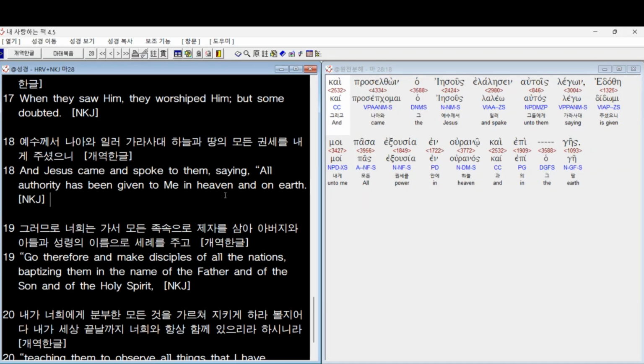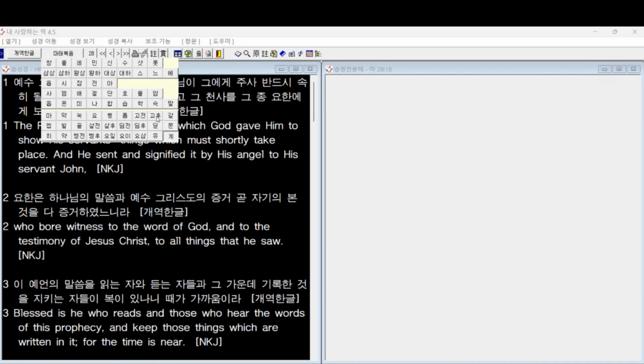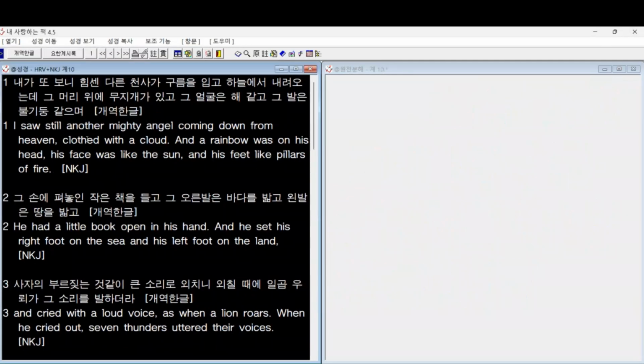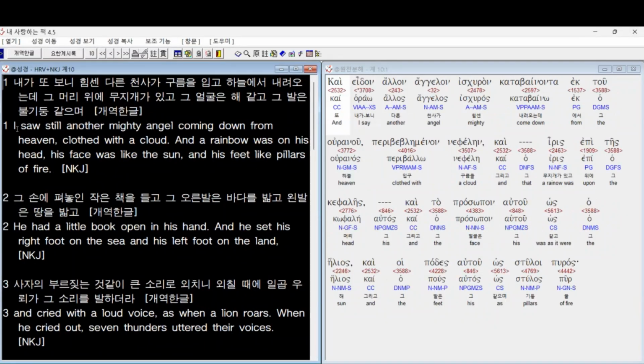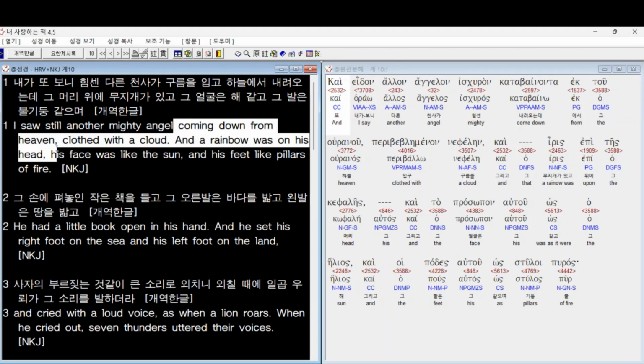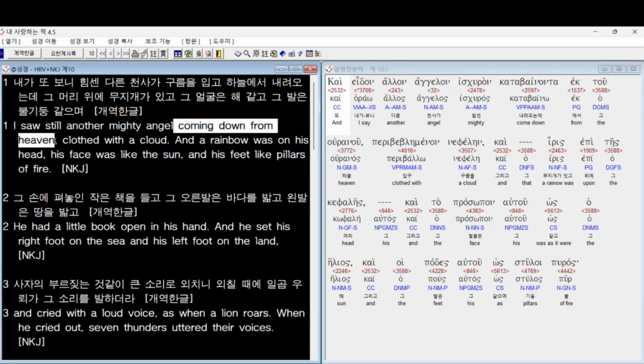Not only 18:1 is talking about a messenger coming from heaven having great authority, the same thing is shown when we go to the book of Revelation chapter 10. I saw still another mighty angel coming down from where? From heaven. Same thing. Book of Revelation chapter 18, right? Clothed with a cloud.